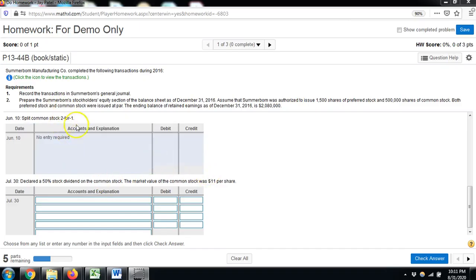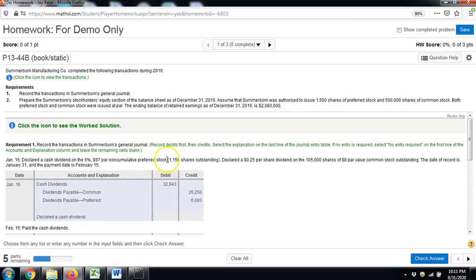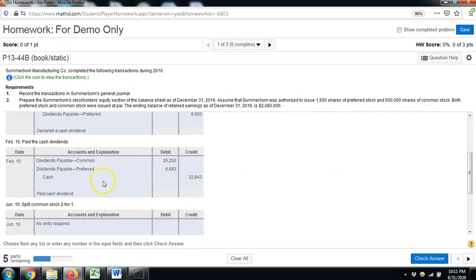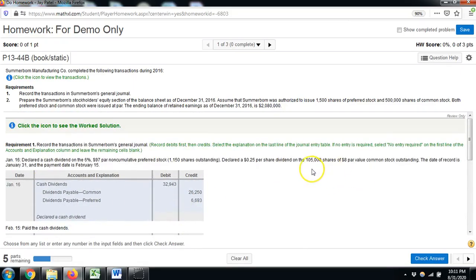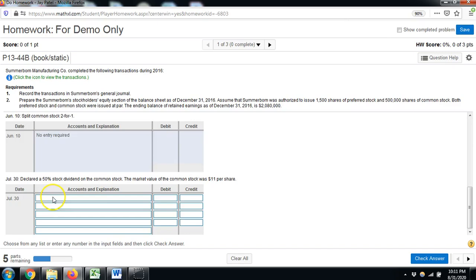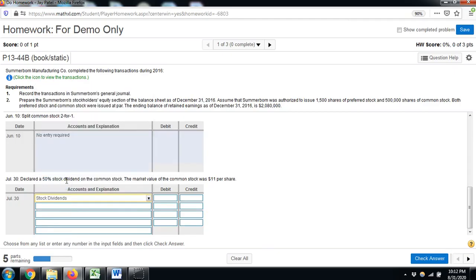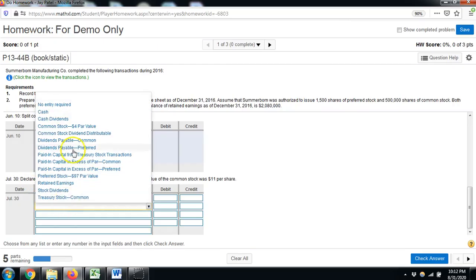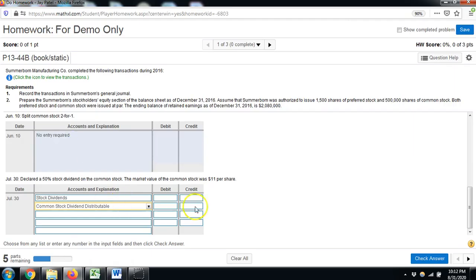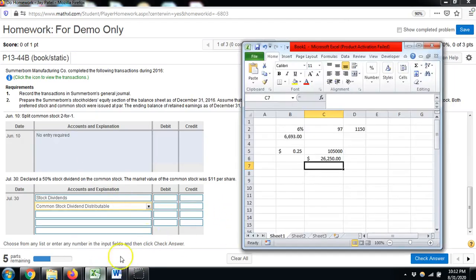So we also have to be careful. We did this 2-for-1 stock split. So at the beginning, we were told that there were 105,000 shares issued and outstanding. This 2-for-1 split made that go to 210,000 shares. So when we do this, we basically have stock dividends, and we're also going to have, again, this is a declaration date, so we're going to create a liability, common stock dividend distributable.